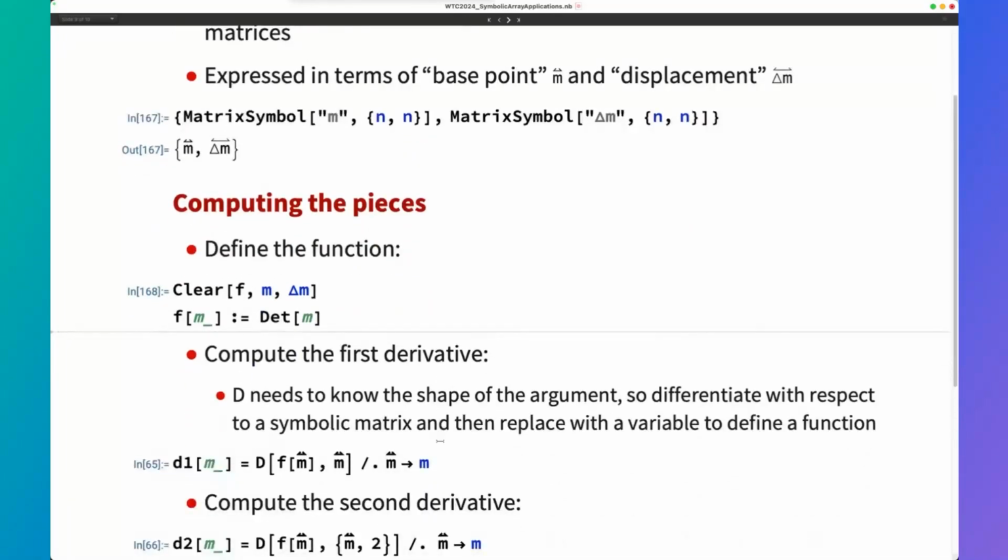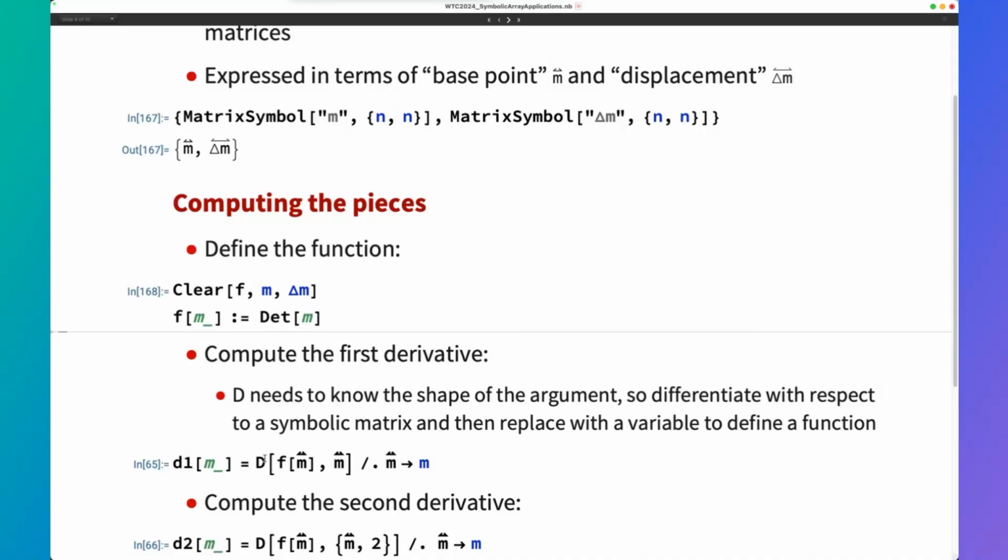Now, let's compute the first derivative. Normally when I do this sort of thing, I just say d1 of m is equal to f prime of m, or I might say d1 of m is equal to d of f of m comma m. But there's a problem with that here, right? If we just had a symbol m, it would assume, oh, this is a scalar variable, so I'm going to take the scalar derivative. I'm going to take the determinant of a scalar, which I don't know what that means, and then I'm going to differentiate it. Well, what do I do with that?